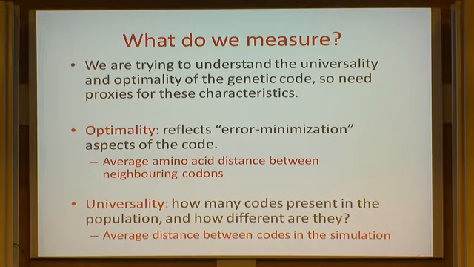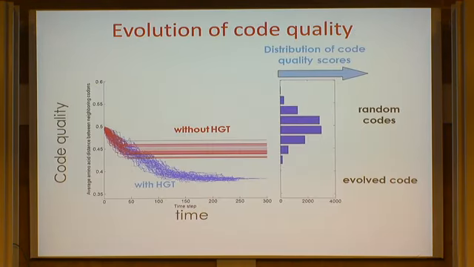If the code is minimizing errors, that distance should be small. If that distance is large, it means that the code will not be very good at minimizing errors. And then universality is basically how many codes are present in the population and how different are they. So we measure the average distance, the Hamming distance between codes in the simulation, and we simply count how many codes we have.